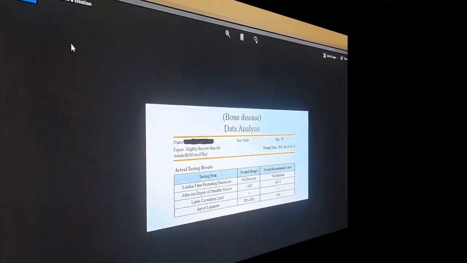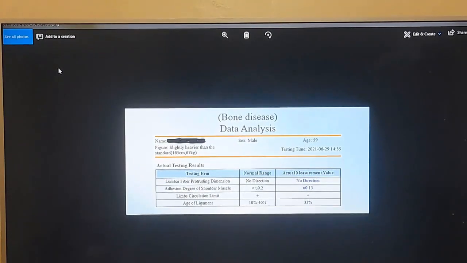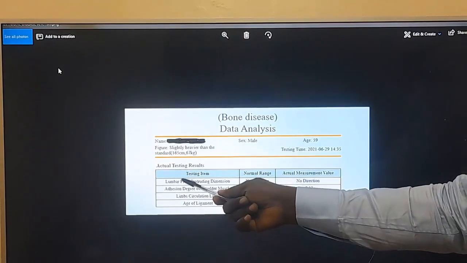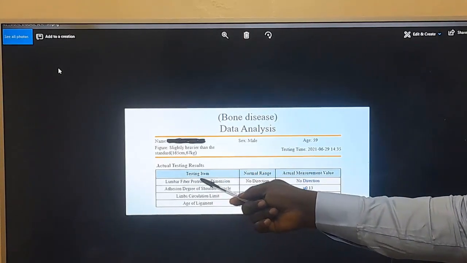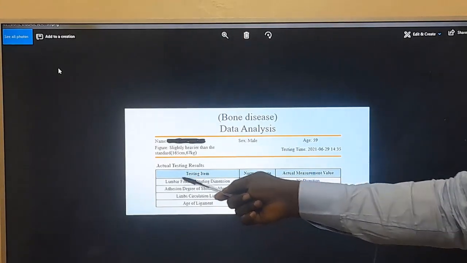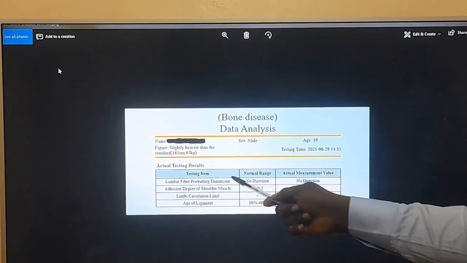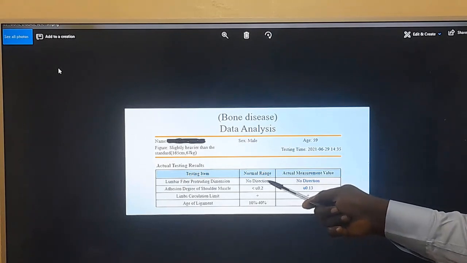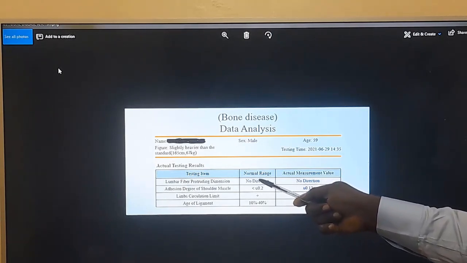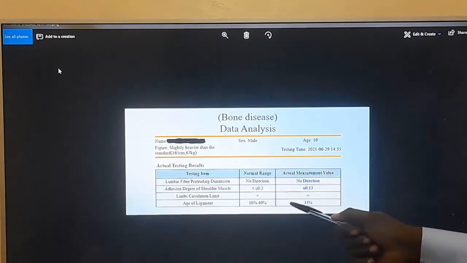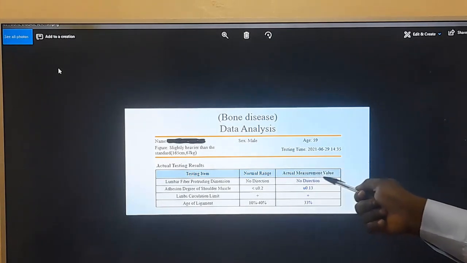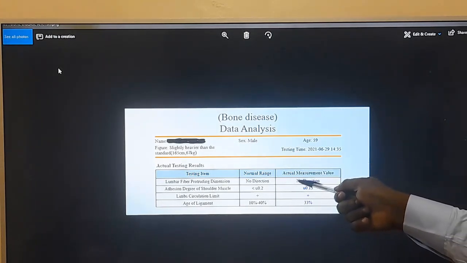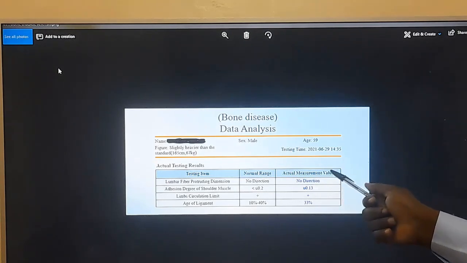All right, so now let's go back to the first parameter that we are looking at: lumbar fiber protruding dimension. A normal range is supposed to be no direction. For this particular person's result, the result is no direction.